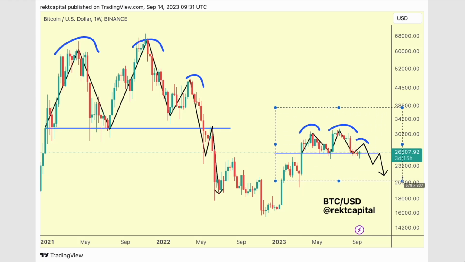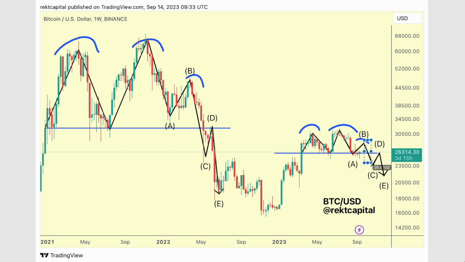Bitcoin bearish fractal playing out right now. We're seeing a bounce towards the upside at the moment, but the question is, are we in phase A to B, or are we already in phase B to C? That's what we're going to be talking about in today's video.